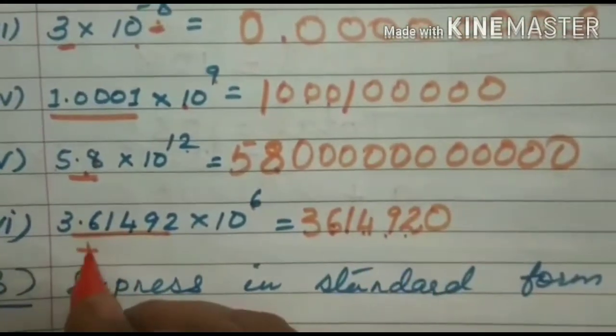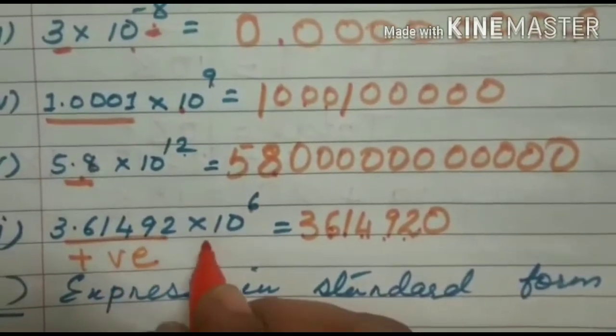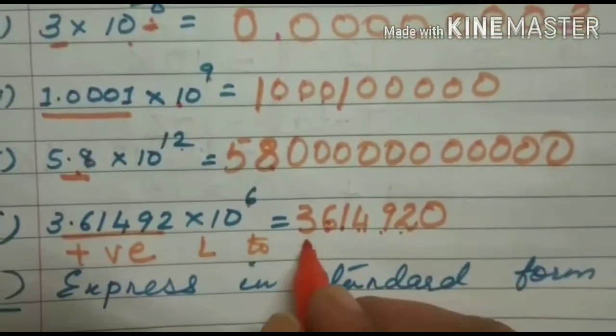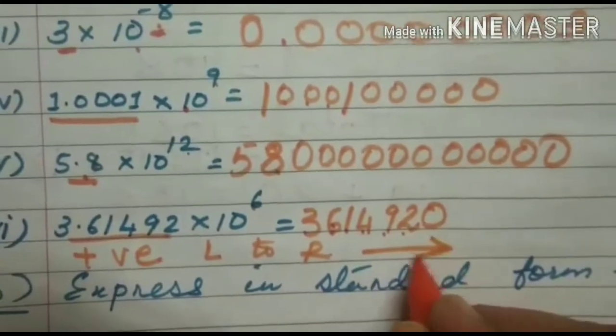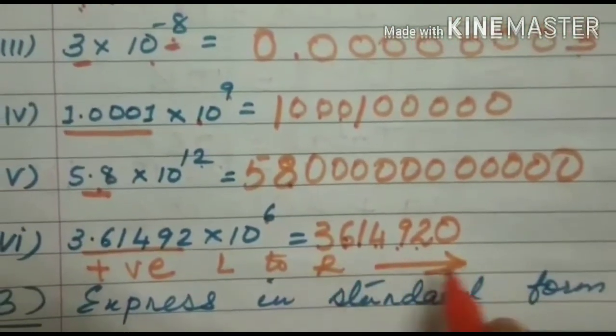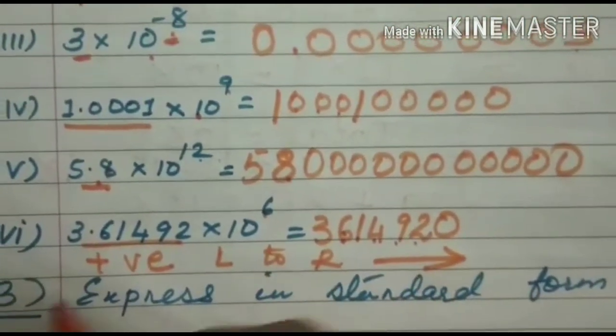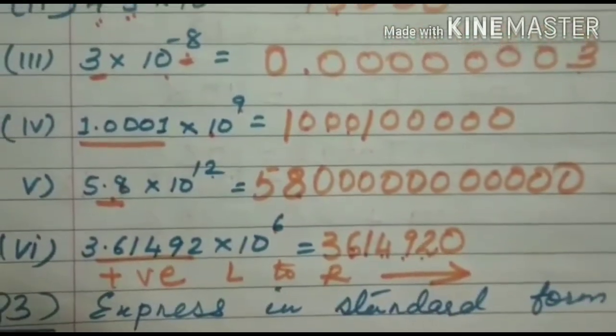So for positive exponent you have to move from left to right, that is this way, and for negative it is opposite, from right to left. Now we'll go on to the next question, number 3.